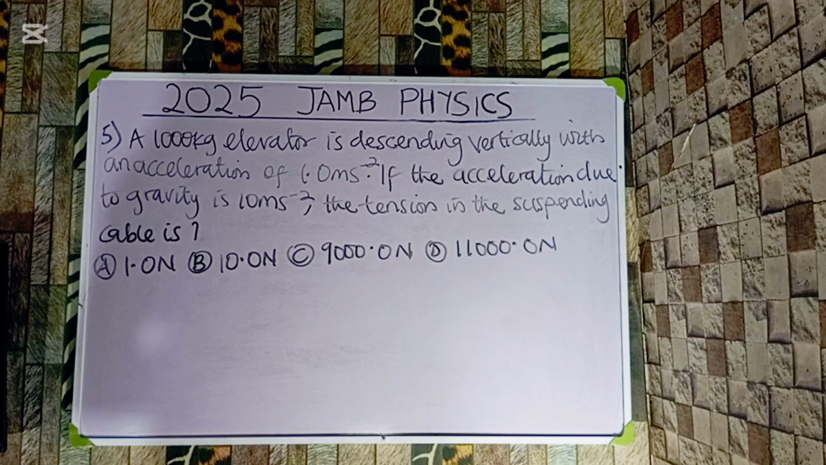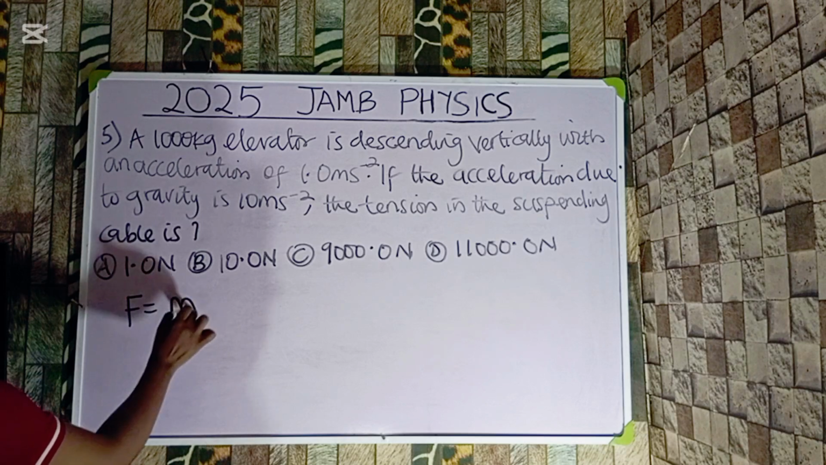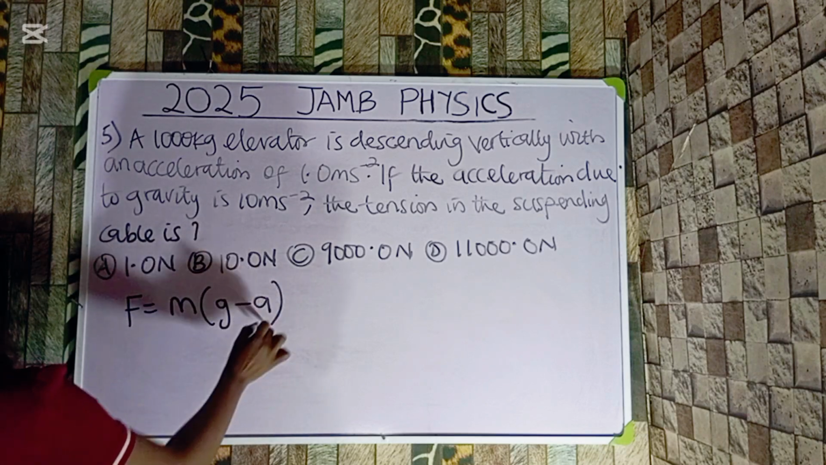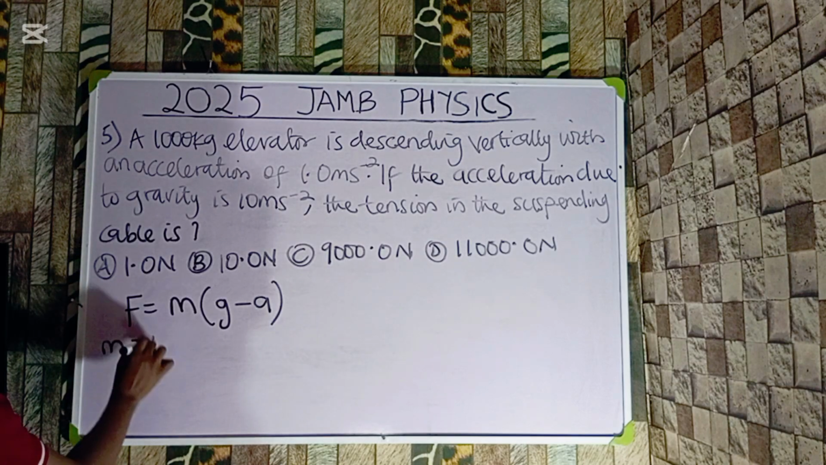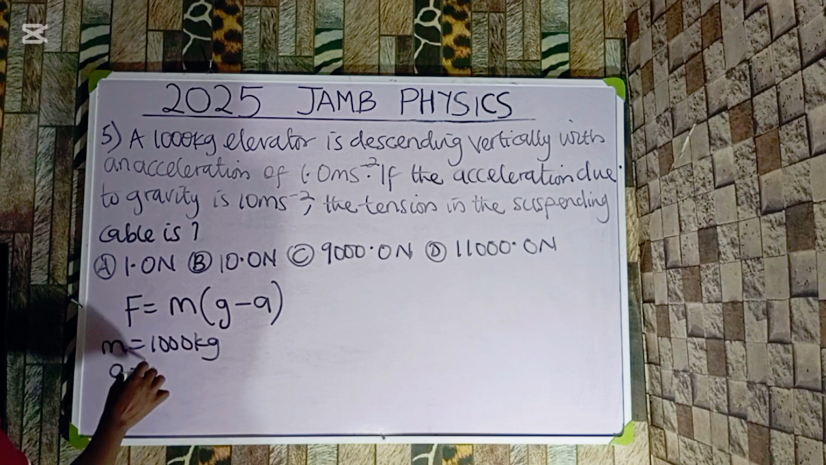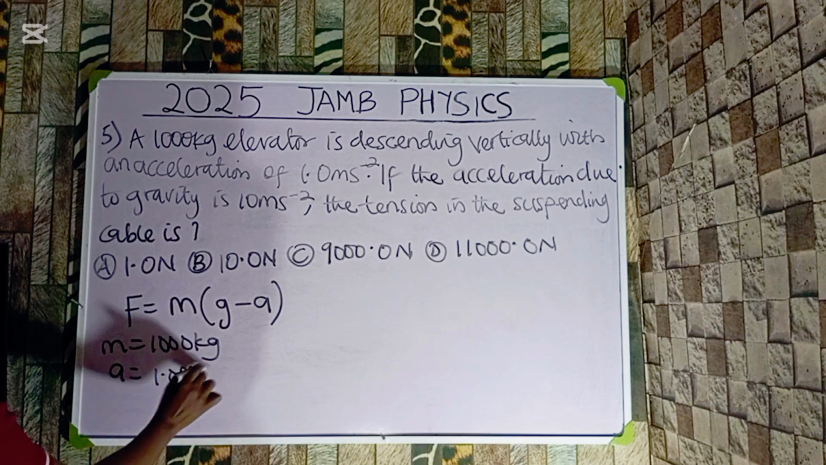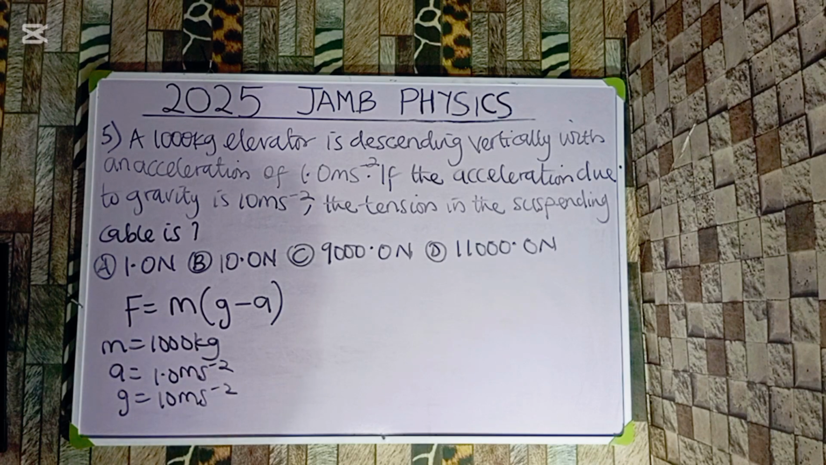For us to solve this, we must know that if the elevator is descending vertically, that means it is coming down, then the formula is F, which is the tension, equals M bracket g minus a. Is that clear? Let's set our parameters. The mass is 1000 kilogram, the linear acceleration is 1.0 meters per second squared, and g is 10 meters per second squared. They are looking for the tension. So let's put in what we have.